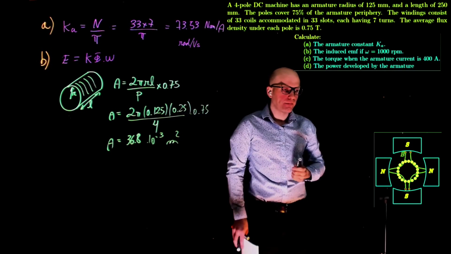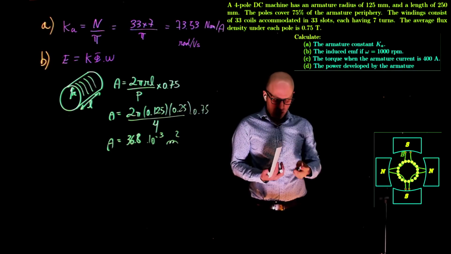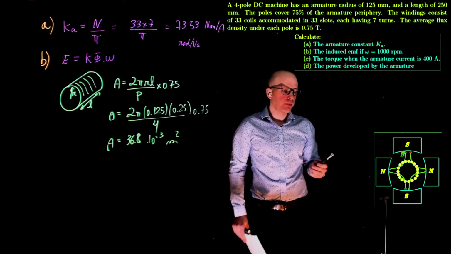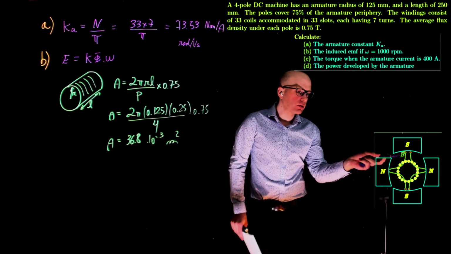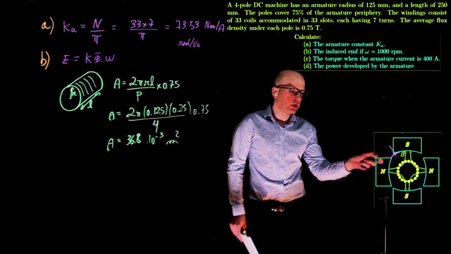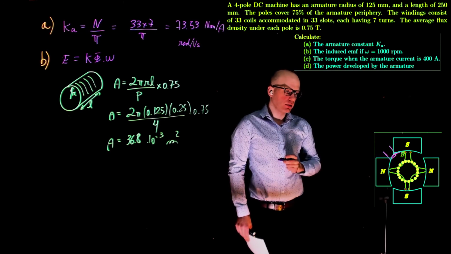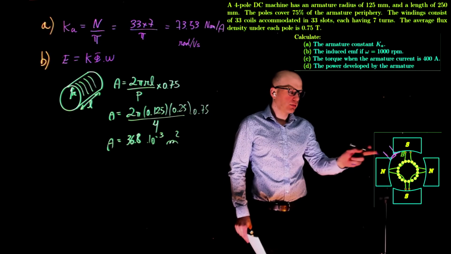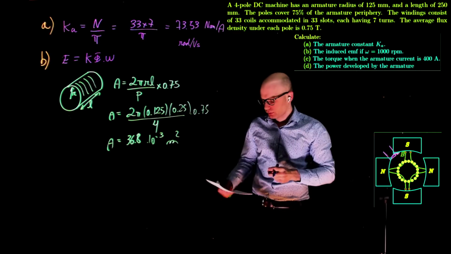Just to confirm, 75% means that 25% of the area of the cylinder is just open space between those? Yeah, you can see here, this little part has nothing. There's no flux. That's accounted for in the 75%. Awesome, thank you. That makes sense.